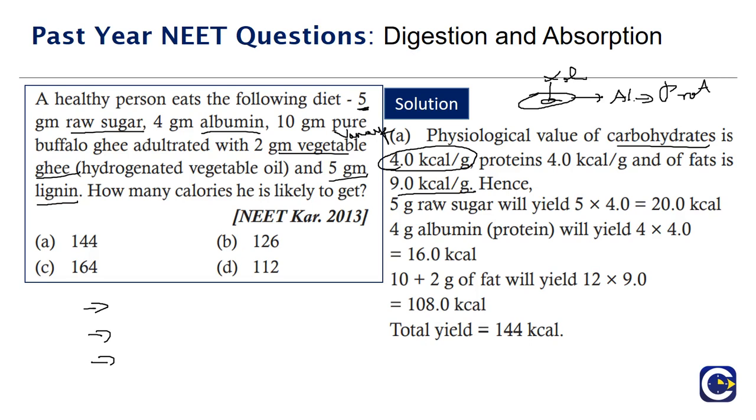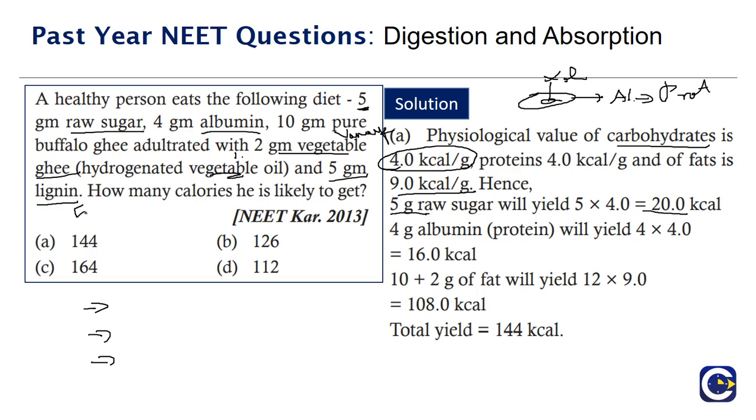So the calculation part is here. We have 5 grams, so 5 into 4 is 20. 4 grams of albumin will yield 16 calories. 10 plus 2 grams of fat. I told you, this is unsaturated, this is also unsaturated. If it were given as vegetable oil, we could consider other things, but it's given as hydrogenated vegetable oil, we know vanaspati, so it's the same as animal fat only, so that is also taken into consideration.